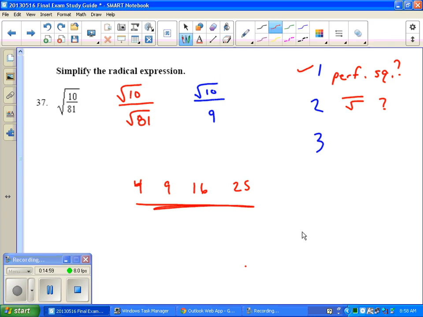The last question, are there any fractions under a radical? Some people get confused when they look at a problem like this because they see the square root of 10 and then they see over 9. But notice the square root of 10 is just at the top of the fraction. It's not the whole fraction underneath it. So this is a simplified answer because you answered no to all three of these questions when you're dealing with radicals.